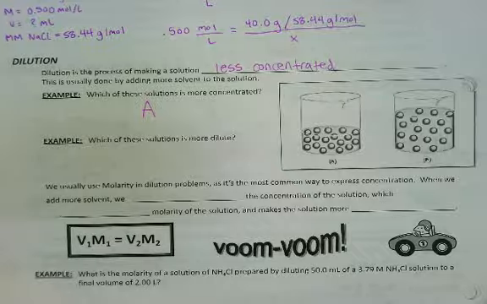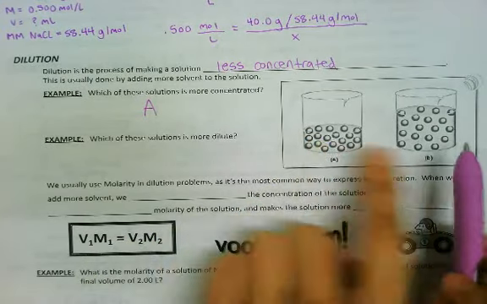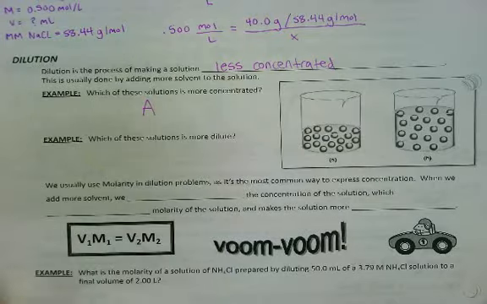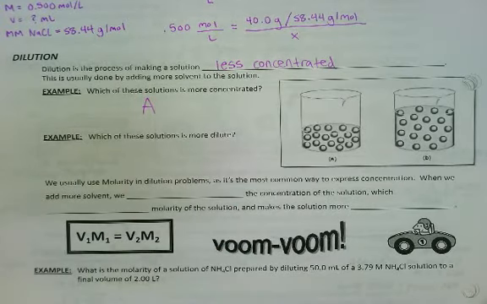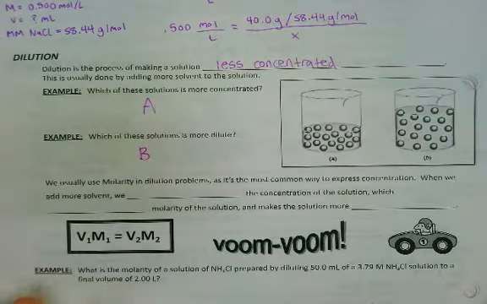Why do you think it is more concentrated? Why does it seem more concentrated to you? Yes, Max. The molecules are packed closer together. Yeah, look at these guys. In A, they look much closer together than B. That is definitely more concentrated than B. Very, very good. And the second one, more dilute, obviously B there.